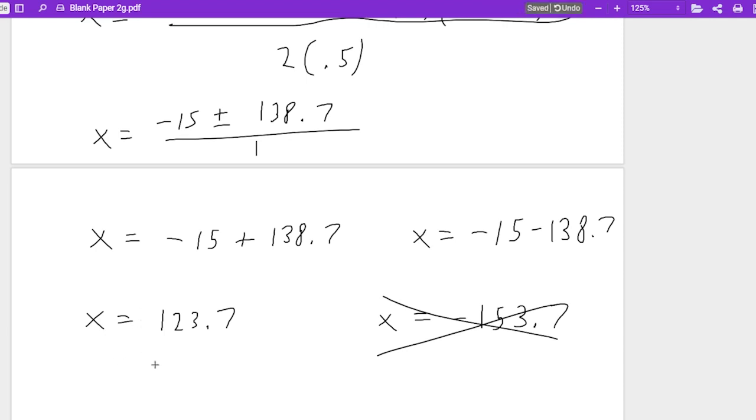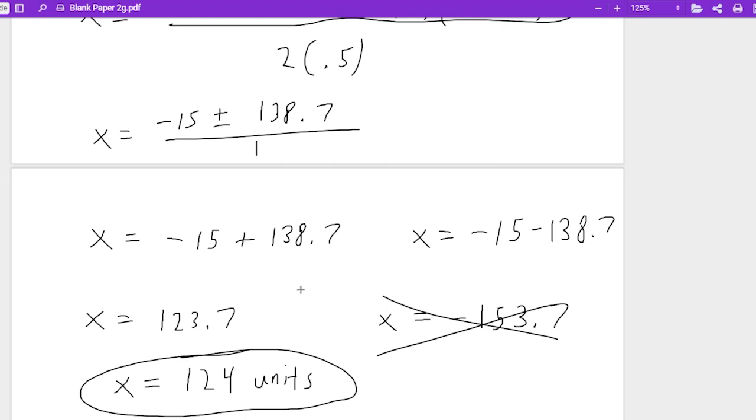So if we want to know rounded to the nearest whole number, because you can't make 0.7 toasters, you can only have a whole number of units you're producing, we'll say a final answer of 124 units that we want to produce.